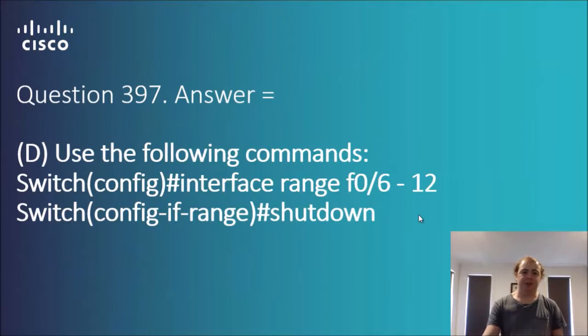So we've got to be in global configuration mode, then interface range, between 6 and 12, which is what we needed to do, and then we're in the config interface range mode, and then shutdown, which will disable. No shutdown will enable. So that's how that one rolls.